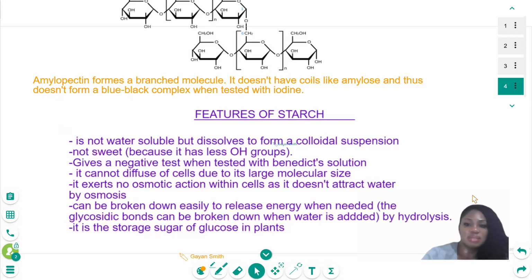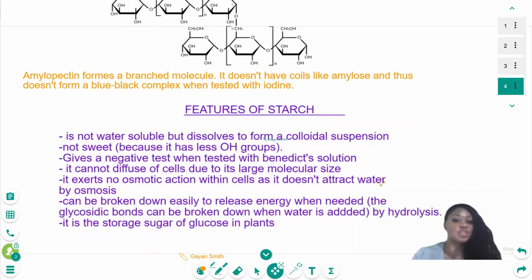It is not water soluble, but when it dissolves, it forms a colloidal suspension. Starch is not sweet because it doesn't have many OH groups, because the OH groups are either used up in the glycosidic bond or they are used up in hydrogen bonds. It gives a negative test with Benedict solution. It cannot diffuse out of cells because it's large. It doesn't exert any osmotic action within the cell, so starch does not attract any water into the cell when it is stored. And the good thing about it is that the starch can be broken down easily to release energy whenever energy is needed.